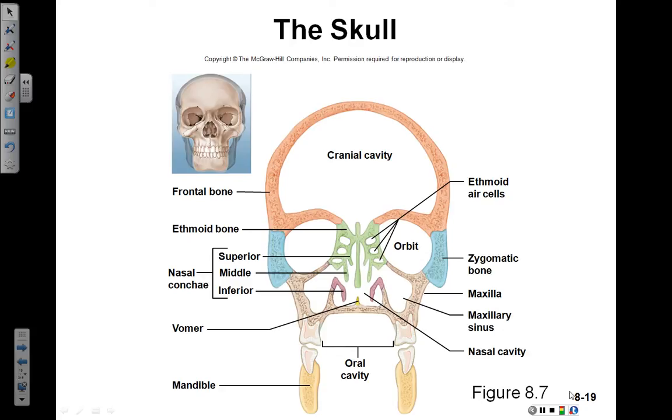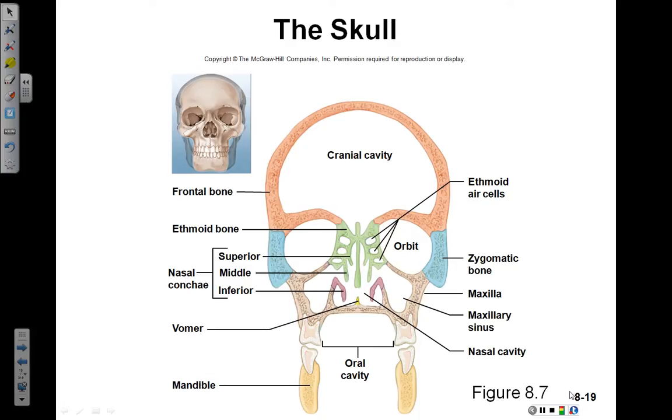Now, as you can see, this is your ethmoid bone here, this green structure. I'm going to spend some time talking about it. It's pretty complex. It's the upper part of it. You can kind of see it in here. And this long plate right here, guys, is your perpendicular plate. Out of all the facial bones, this one right here is the most delicate, okay?